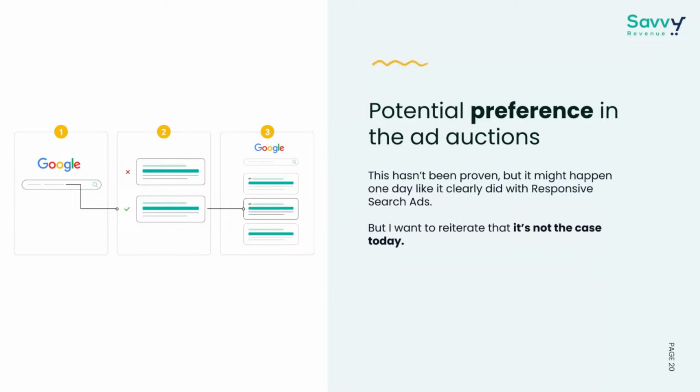So there might be a potential preference in the ad auctions. It's something that Google reps out there say. It's not been proven, but it might happen one day. I still don't think it's the case today, but there was something that happened with responsive search ads, where we simply saw responsive search ads getting more impressions, and it wasn't because you had multiple headlines and stuff like that, but there was definitely something in there.